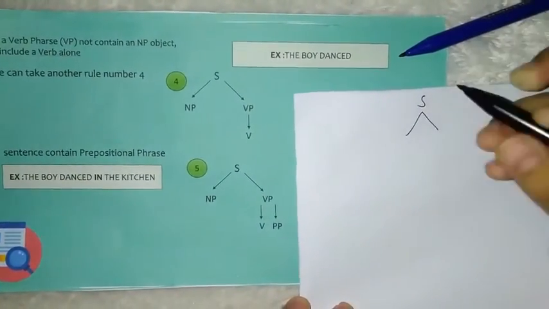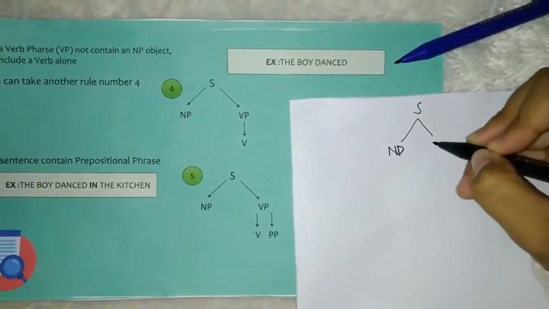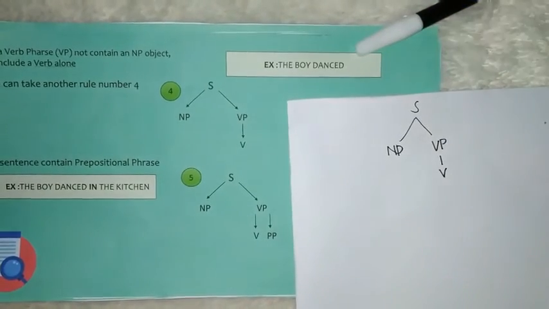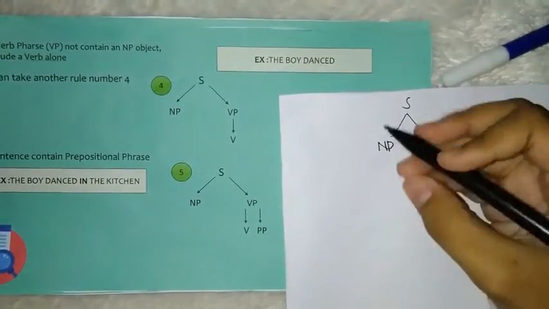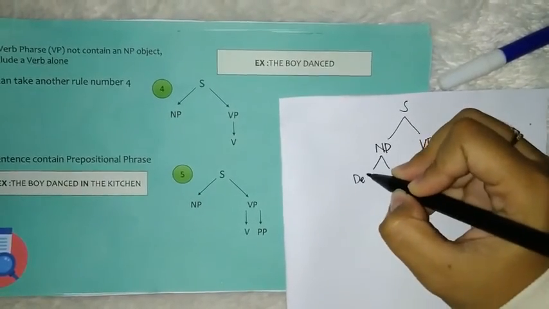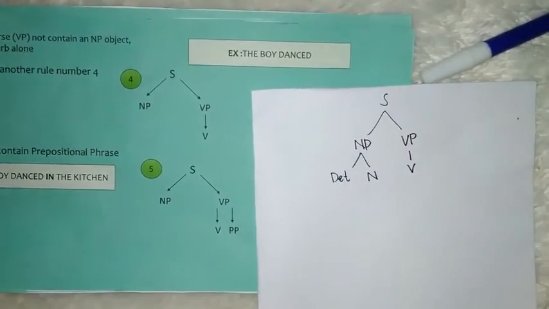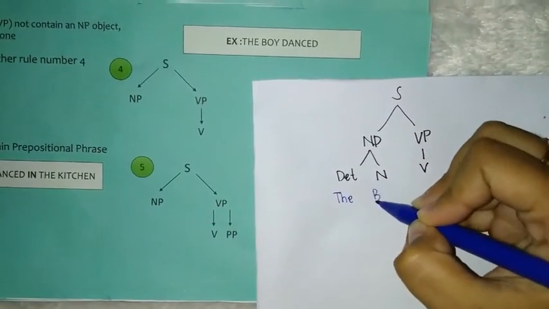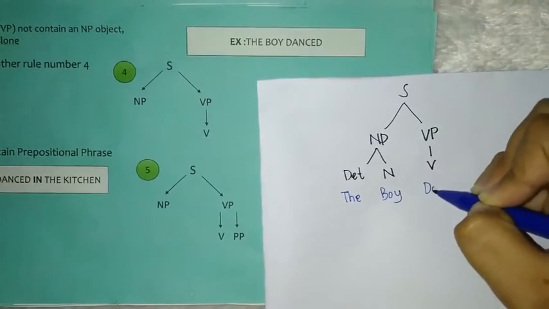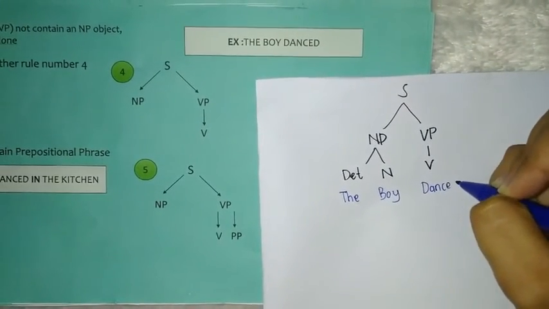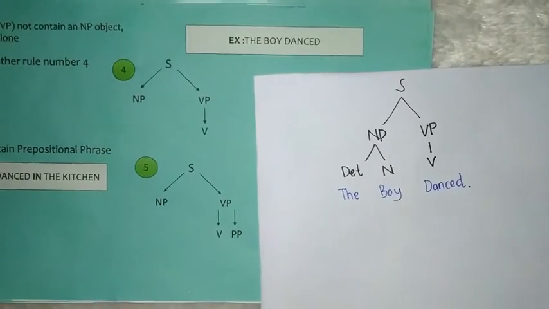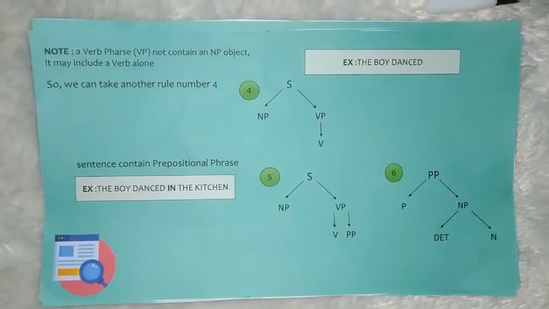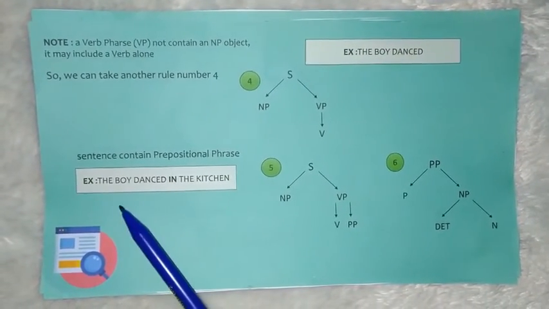Sentence is noun phrase with verb phrase, which is verb phrase is verb alone. So the sentence will be, noun phrase is determiner with the noun. So the sentence will be "the boy dance," because it's verb alone, right? Dance. So like this.